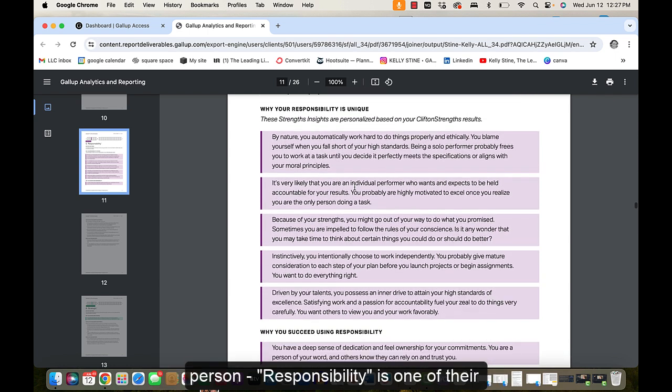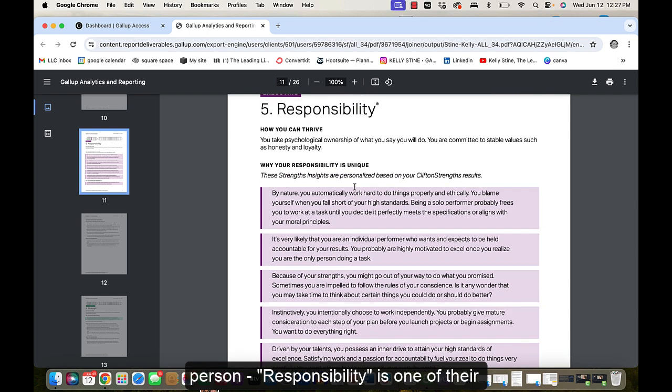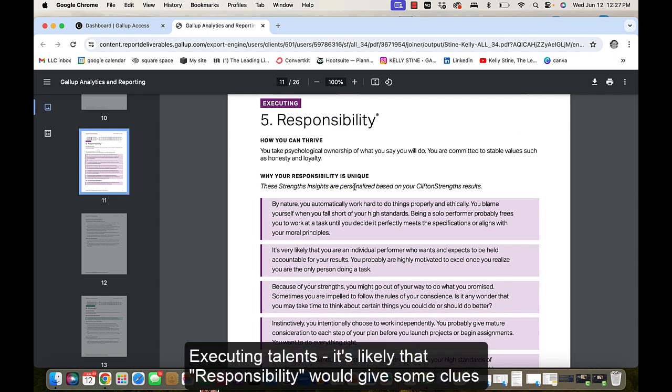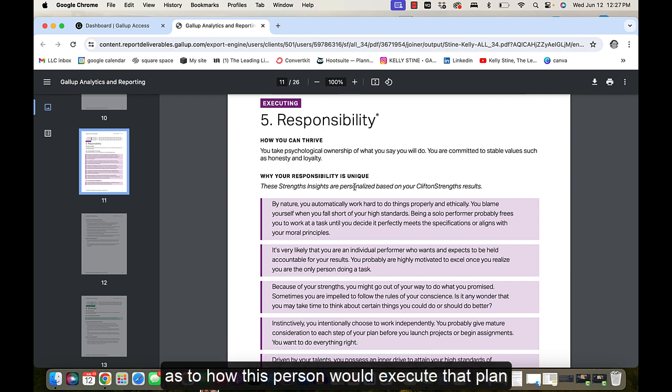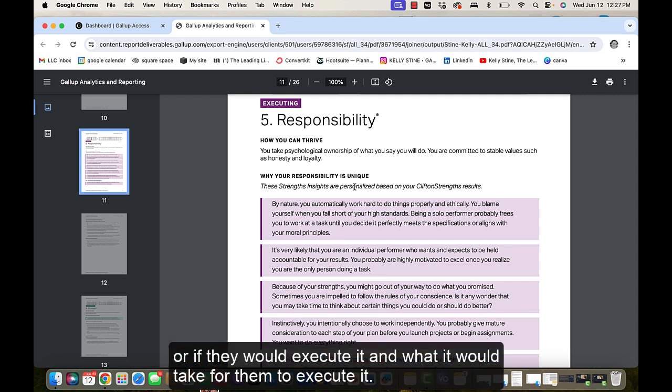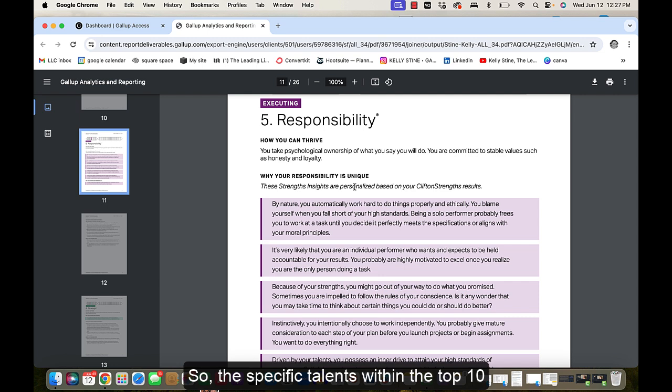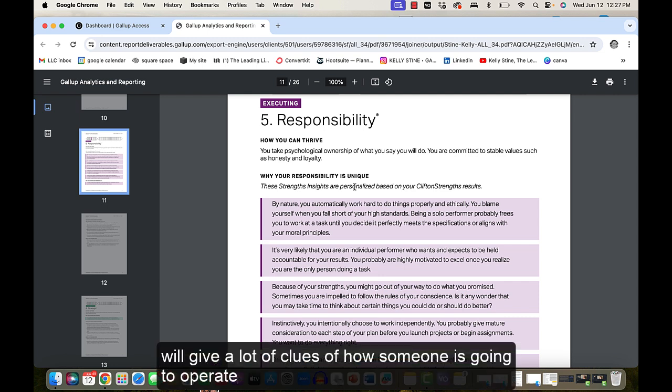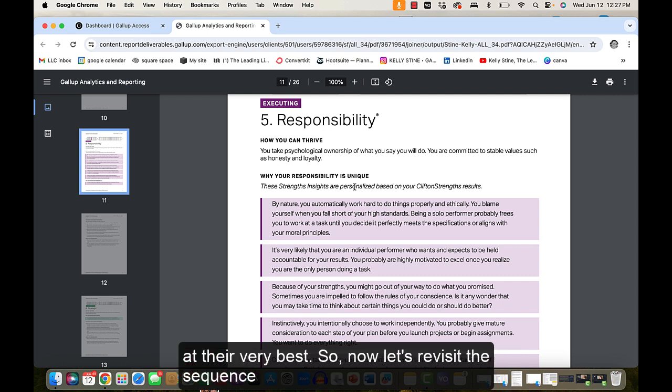So for this person, responsibility is one of their executing talents. It's likely that responsibility would give some clues as to how this person would execute that plan, or if they would execute it and what it would take for them to execute it. So the specific talents within the top 10 give a lot of clues of how someone is going to operate at their very best.